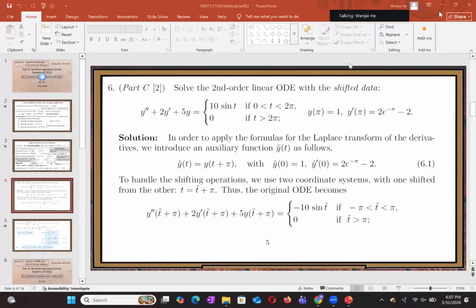First, I want to make some comments on one of the homework assignment number 2. This one, actually there is some relatively big problem I want to talk about. Question number 6.